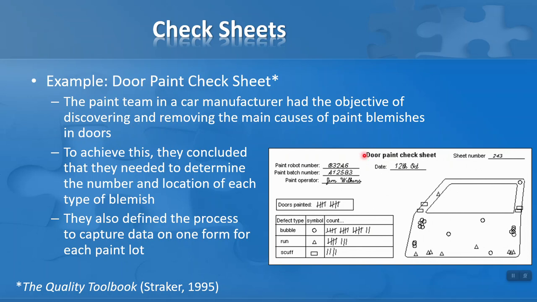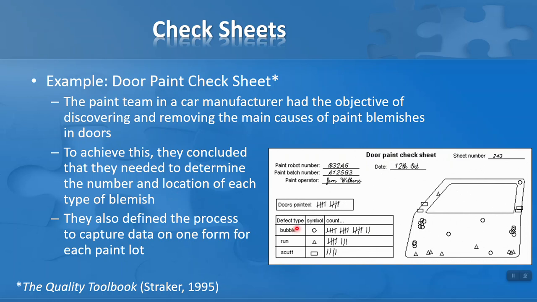So we can see over here on the right hand side that there are a lot of paint blemishes happening on the doors of new cars, and of course car manufacturers would not want this to happen, and they've got to try and fix it. So to achieve this, they concluded that they needed to determine the number and location of each type of blemish.